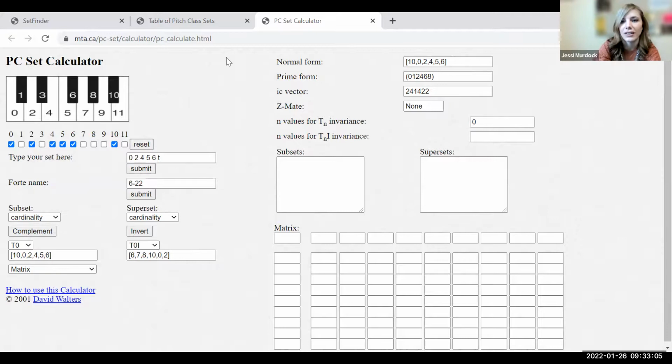Okay. And then this one shows you some other things that we're going to talk about next. Okay, so if you look on the left-hand side, it gives you its complement right here. Okay, and then like an inversion and stuff too. Okay, let's see, you can drop those arrows down so you can find different complements to it. Okay, our prime form was here. This was the normal order, right? So this is our interval class vector. It also tells you if it has some Z mates, but we're going to talk about that next. Okay, so now we're going to switch back.